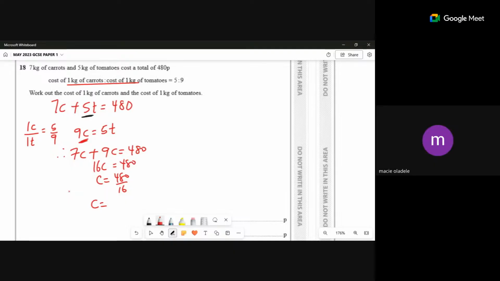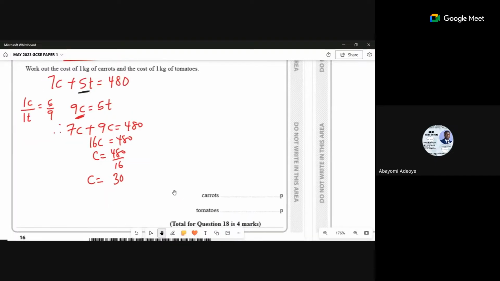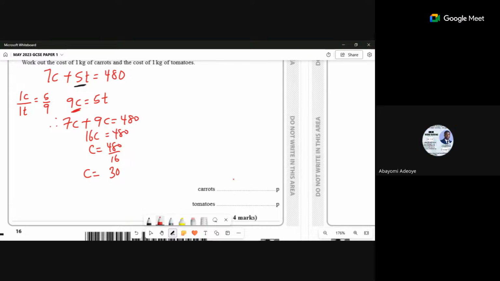30. C is 30. Okay. So if C is 30, that's for carrots. Yeah. So what about for tomato? Remember that C now will be what? 30. So tomato is 9C over 5. Right? Yeah. Okay. 9C over 5, C is 30.